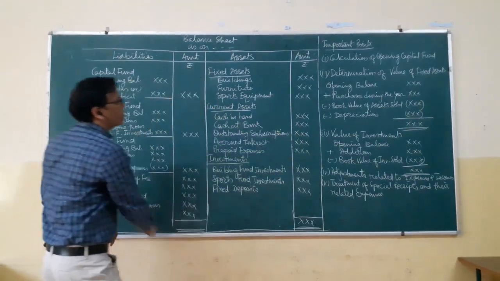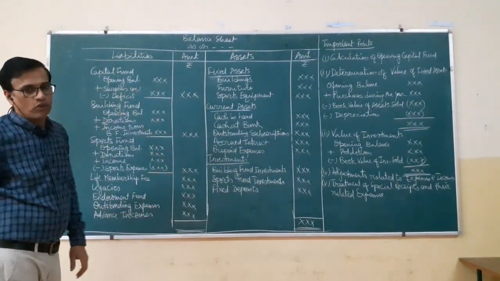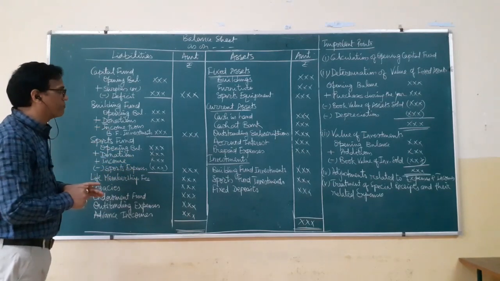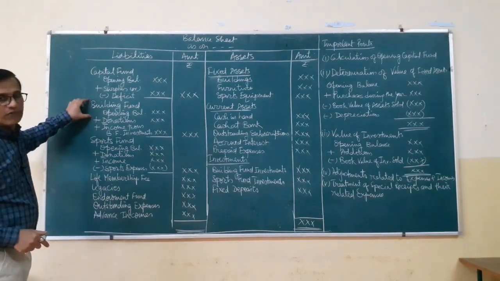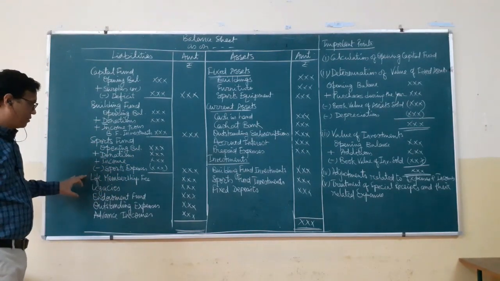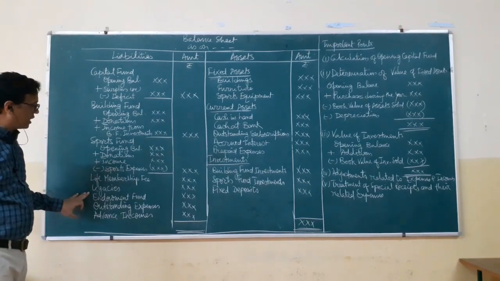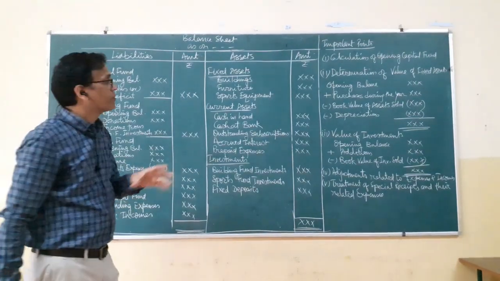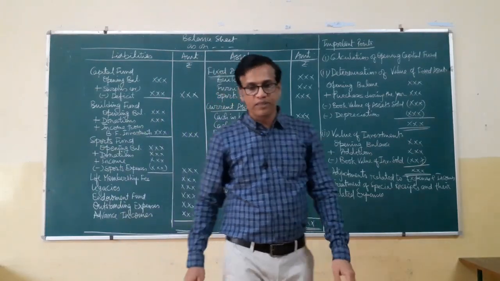So this is the balance sheet of a not-for-profit organization. Some specific items are there. Just we have not seen this building fund, sports fund, life membership fee, legacies, endowment fund. All these items are new for us. So this is the format of the balance sheet.